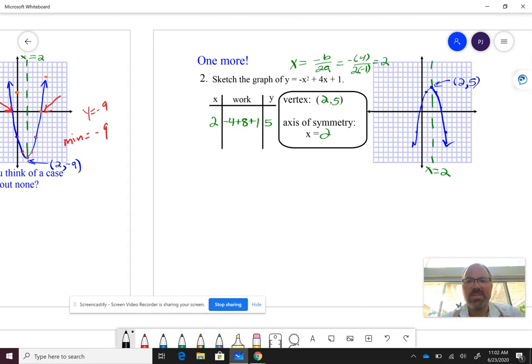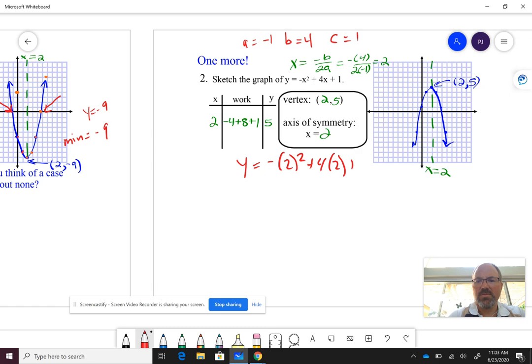All right, just another example real quick. Label your a, b, and c's. Make sure that your equation's in standard form. This one has an a value of -1, a b value of 4, and a c value of 1. You put it into the formula for your axis of symmetry, and you get your x value. Once you get your x value, you plug that number back into the equation for x, and you solve.